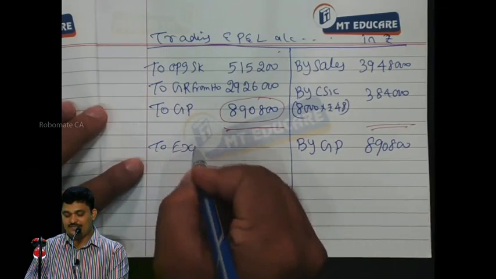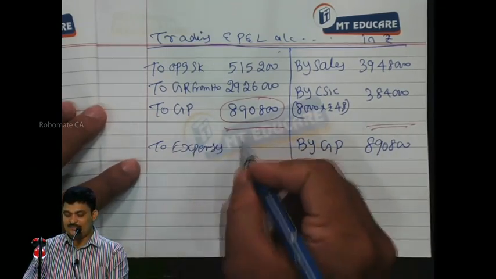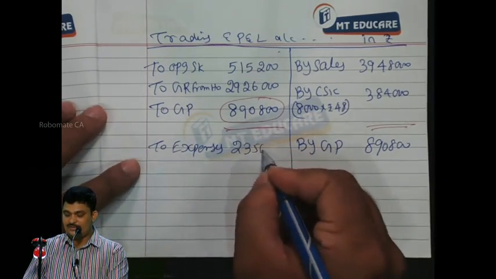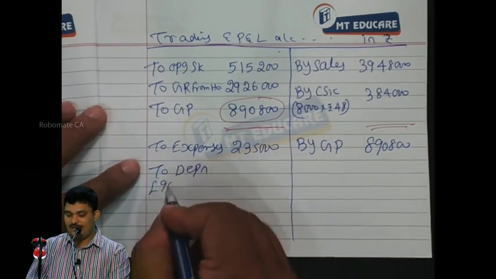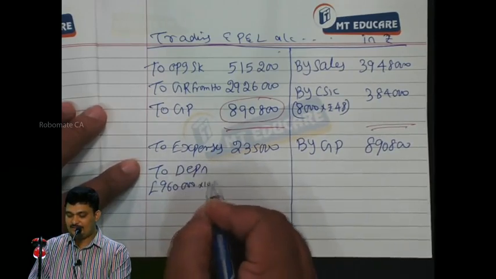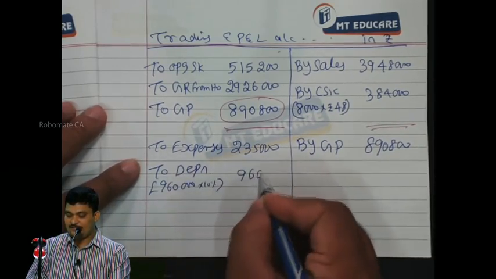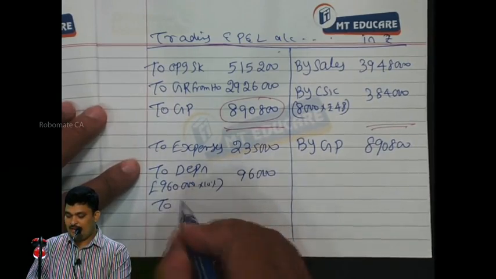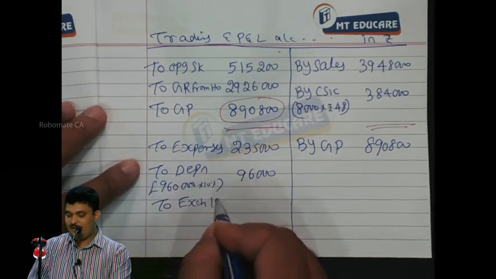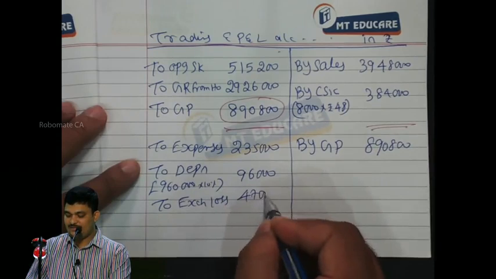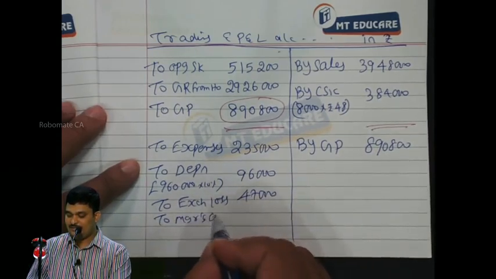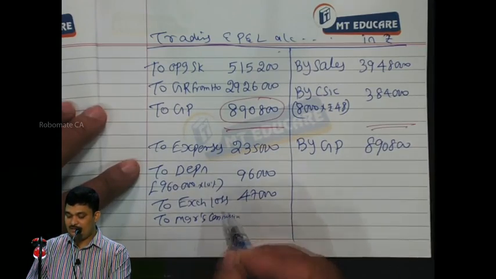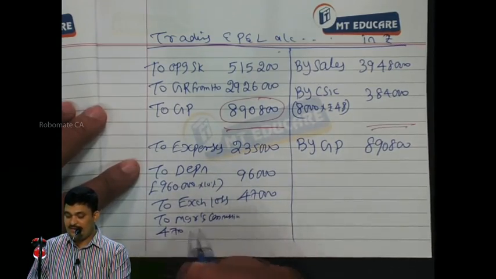Rather than copying, please try to understand the problem. Expenses 2,35,000. Depreciation, it is not an issue at all. 9,60,000 into 10%, 90. To exchange loss 47,000. To branch manager's commission, 470 into 48.